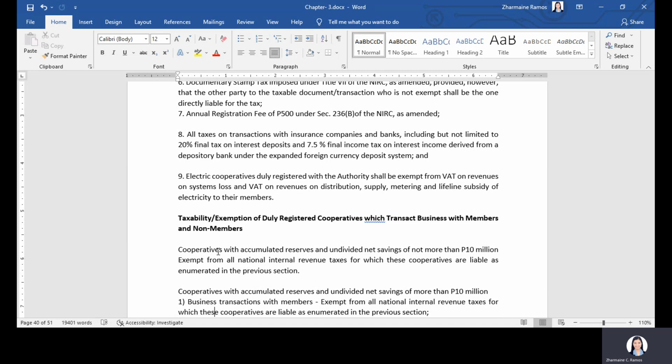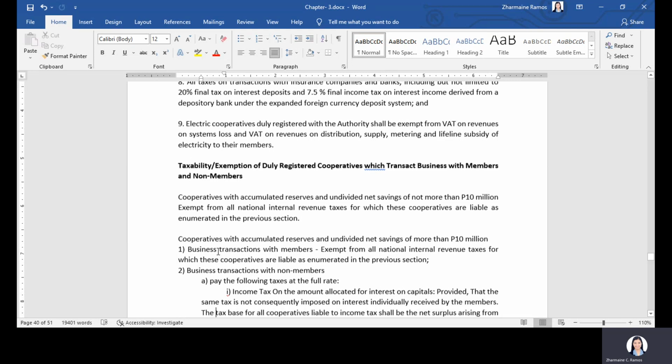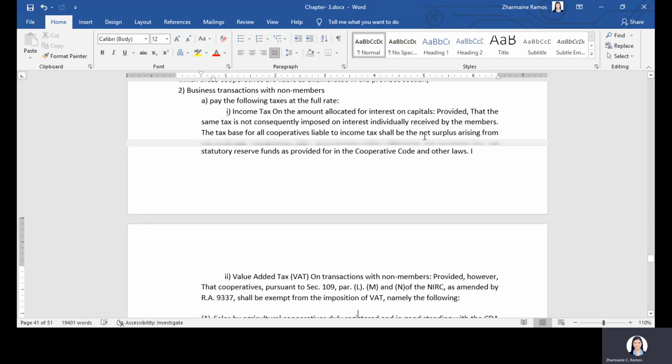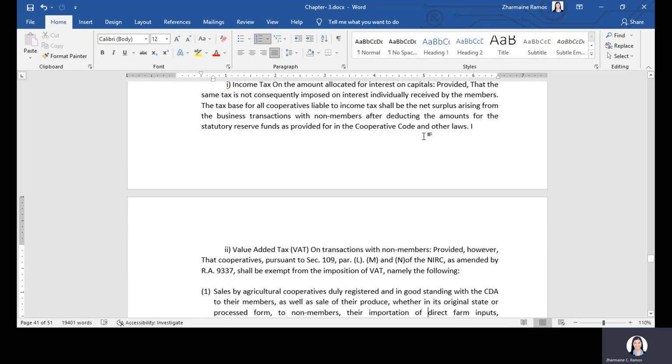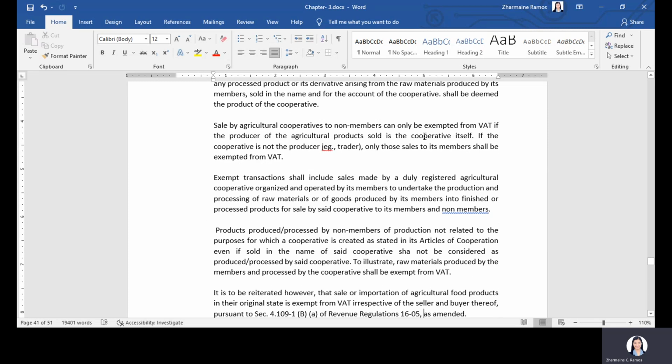depende. So, pwedeng pag business transactions with members, exempt. Pag business transactions with non-members, meron siyang mga taxes na babayaran. So, pwede siyang magbayad ng income tax on the amount allocated for interest on capital, provided the same tax is not consequently imposed on interest individually received by the members. So, yan. Pwede rin siyang magbayad ng VAT, kapag more than 10 million siya.